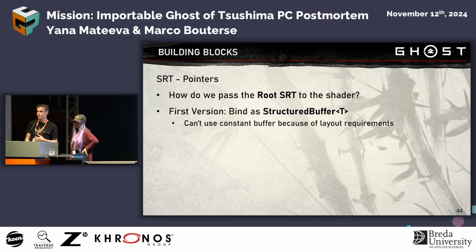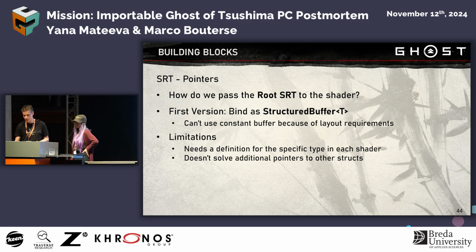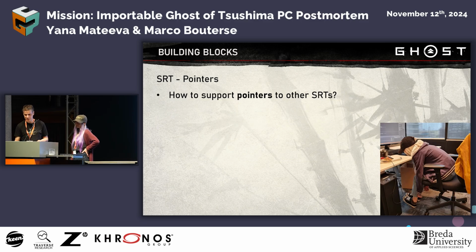Our first implementation used a structured buffer because we cannot use constant buffers. They have more strict layout requirements. But this still had some limitations because we need to have a separate one in every shader for each different struct type. And it also doesn't solve our problem of having pointers inside these structs that point to other structs. So our biggest problem was, how do we support those pointers?